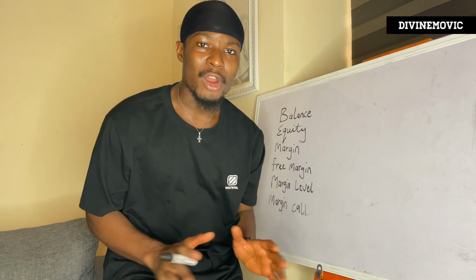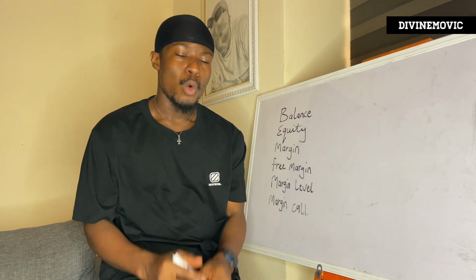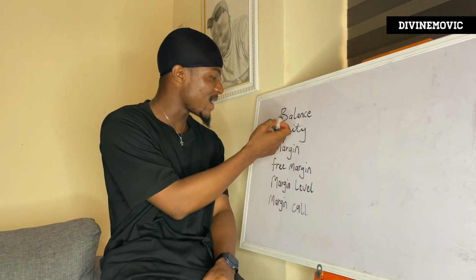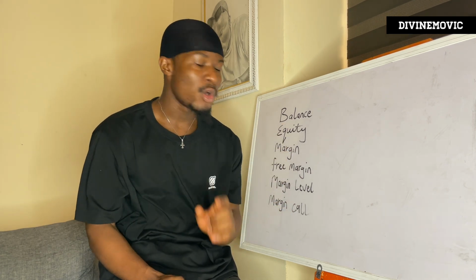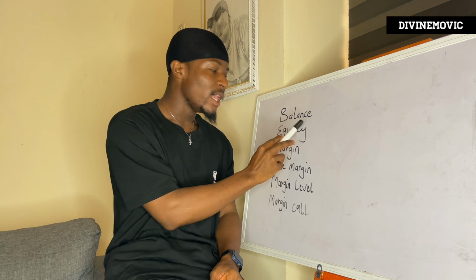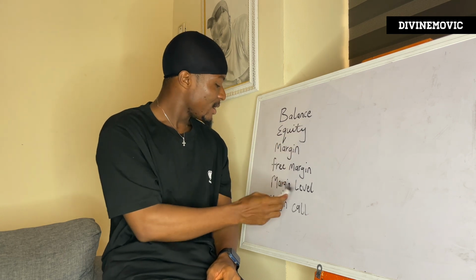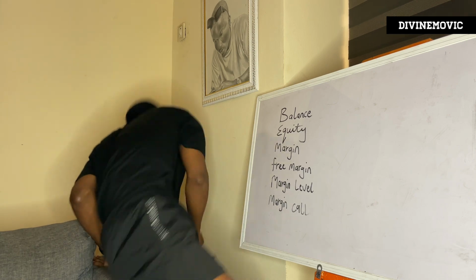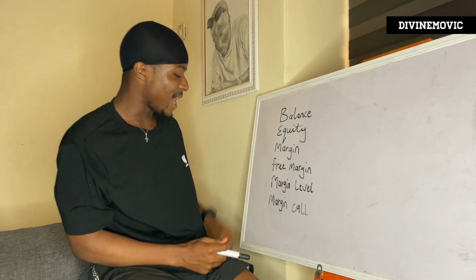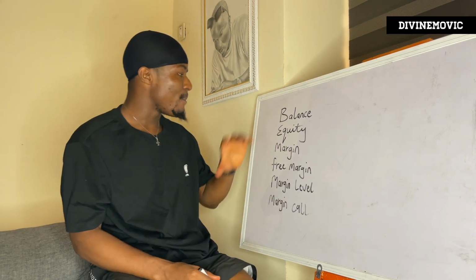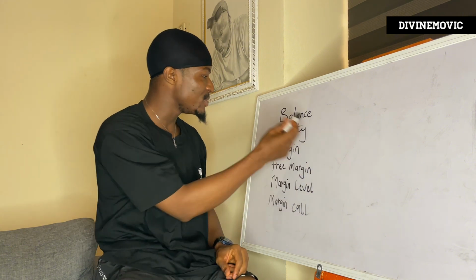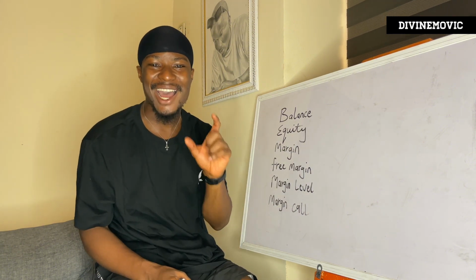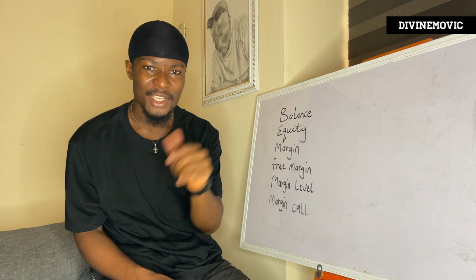As a forex beginner, or let me say as a newbie, once you connect your broker to your MT4, these are basically the parameters you're going to be seeing on your MT4. First, the balance, equity, margin, free margin, and lastly, margin call. I'm going to explain to you what all these things mean, and most importantly, I'm going to tell you what margin call is and how you can avoid a margin call in this video.